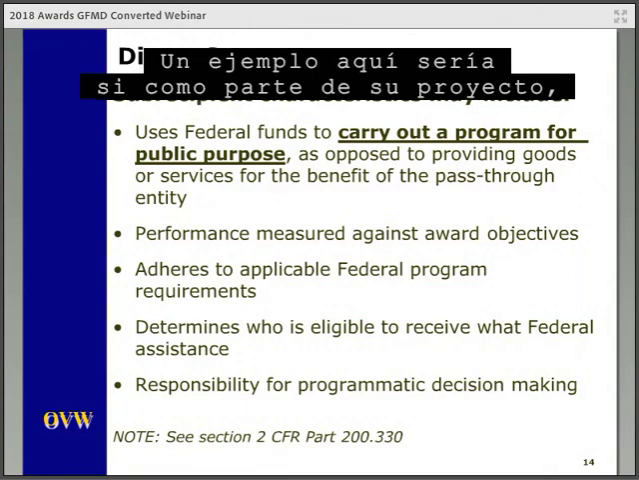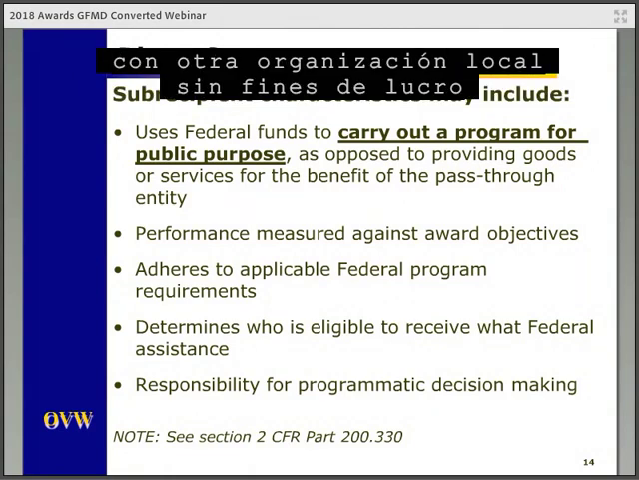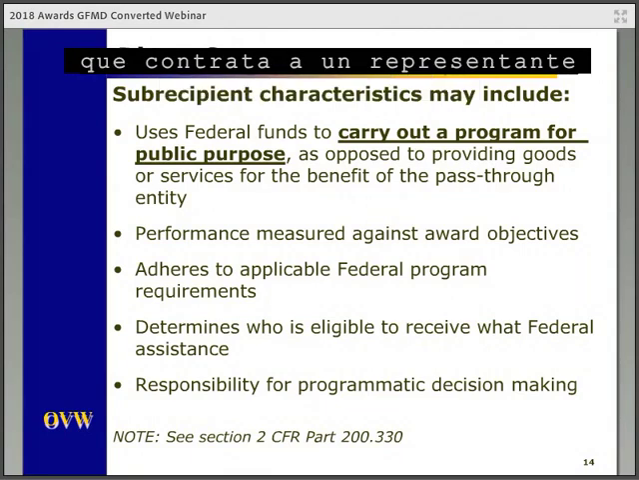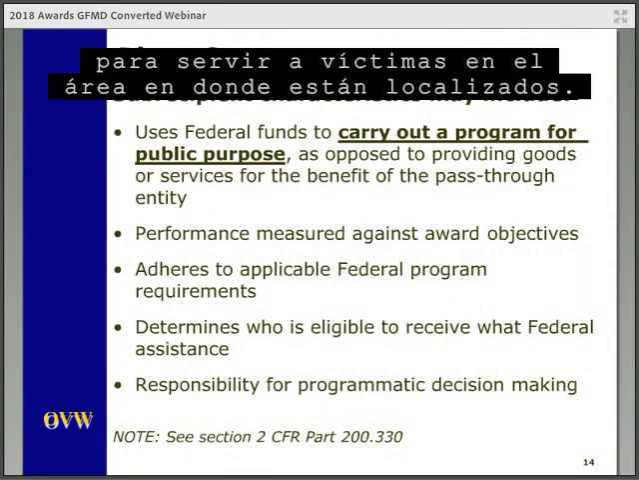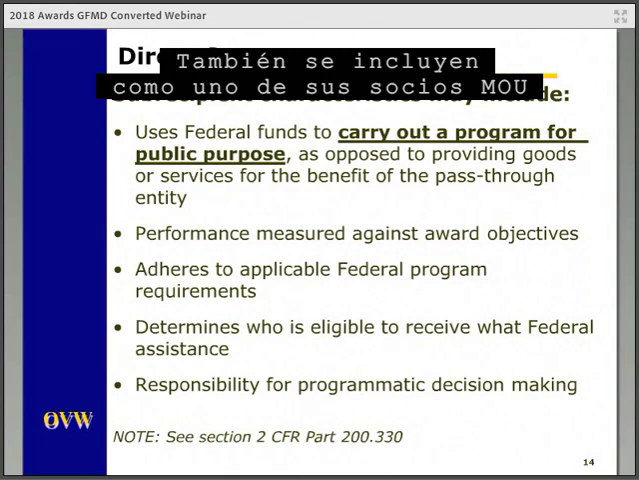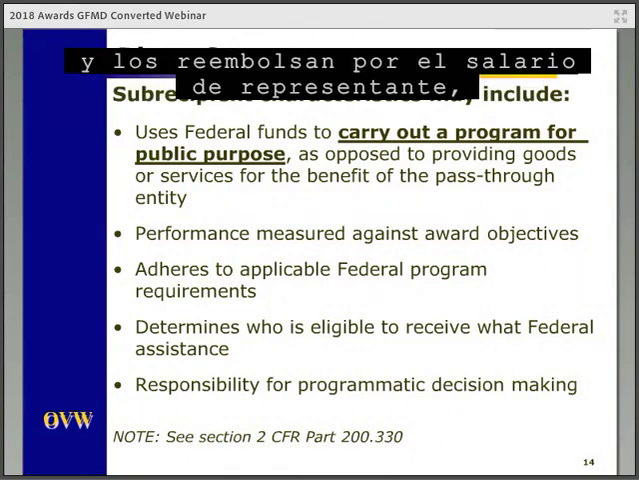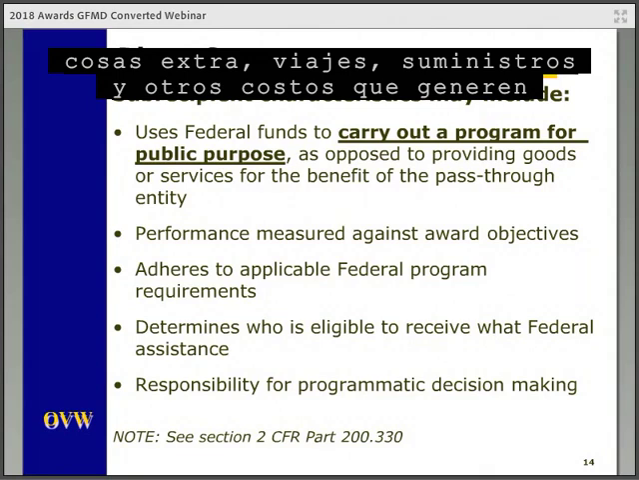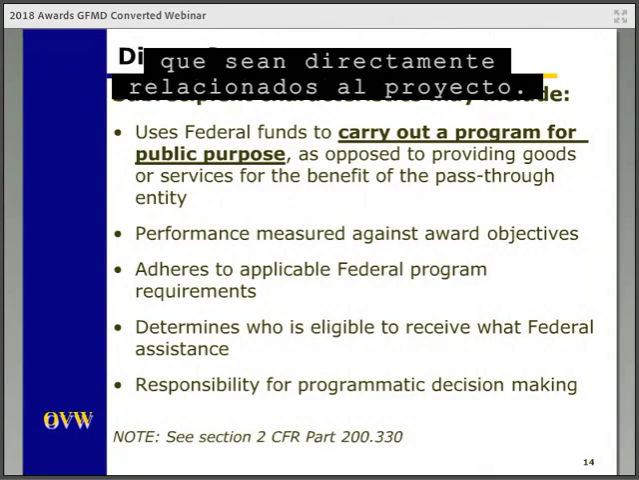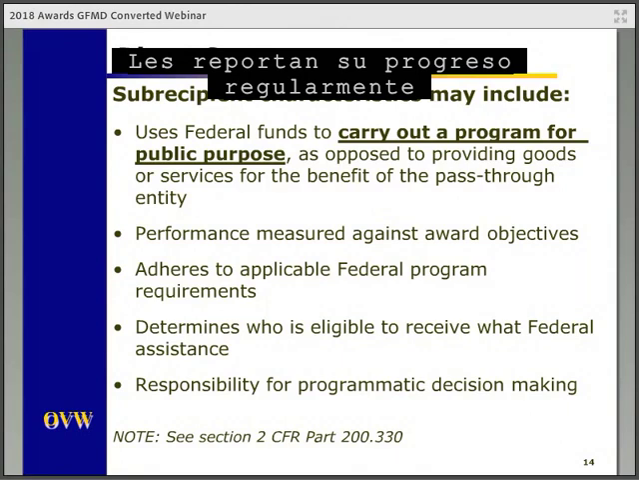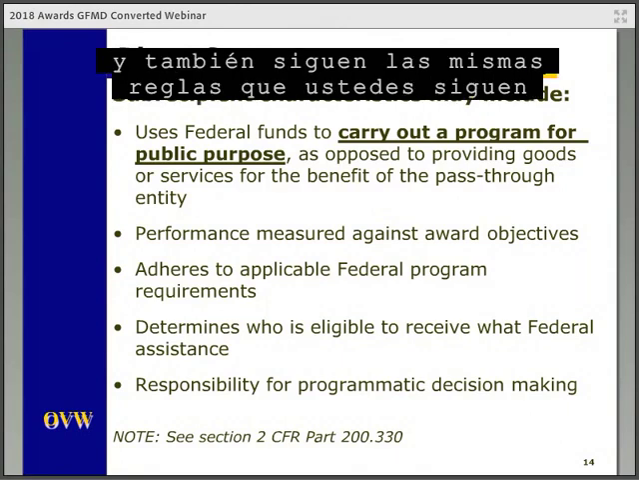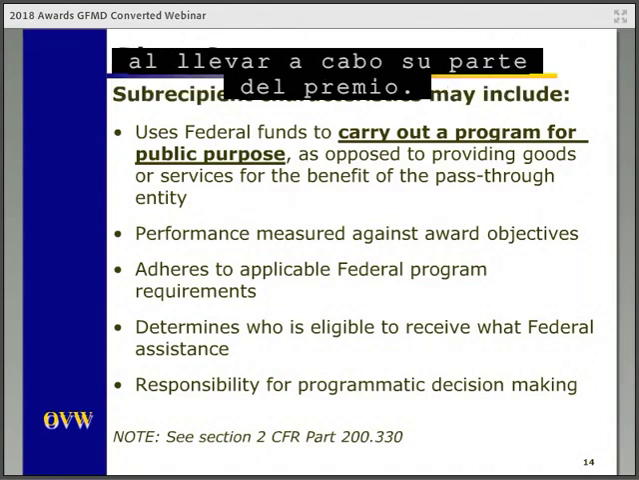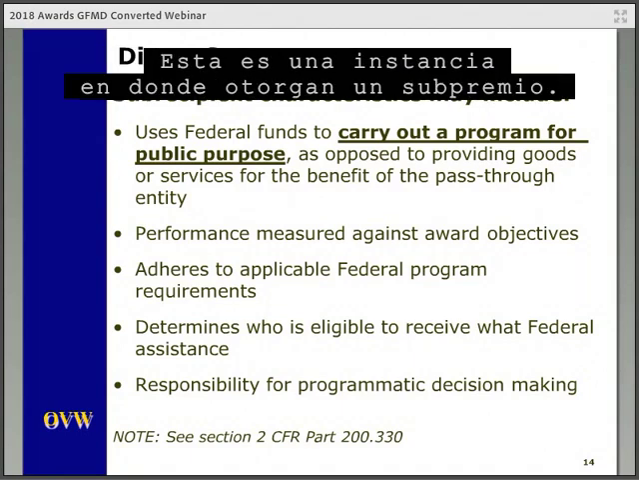An example here would be if, as part of your project, you identify and partner with another local nonprofit organization who hires an advocate as part of your award's project to serve victims in the area where they're located. They're also included as one of your MOU partners, and you reimburse them for the advocate's salary, fringe, travel, supplies, and other costs they incur that are directly related to the project. They report to you regularly on their progress, and they also follow the same rules you follow when carrying out their part of the award. This is an instance where you'd issue a subaward.